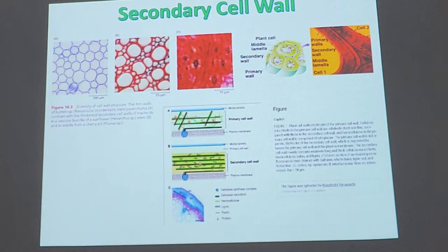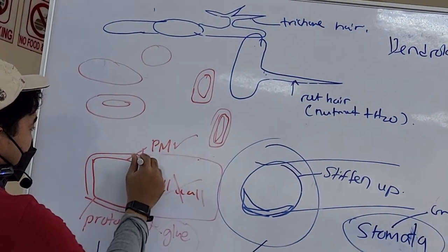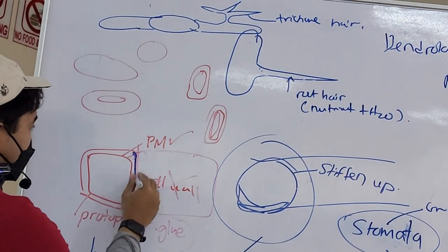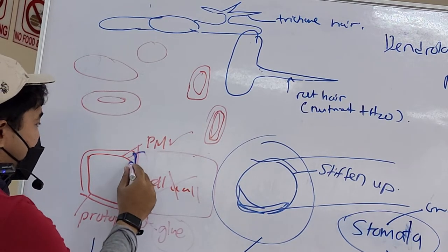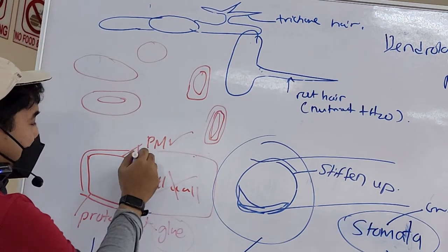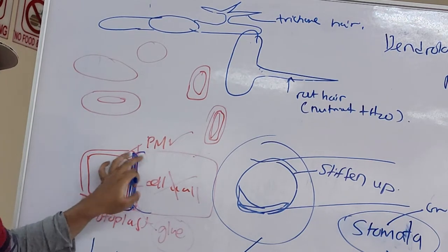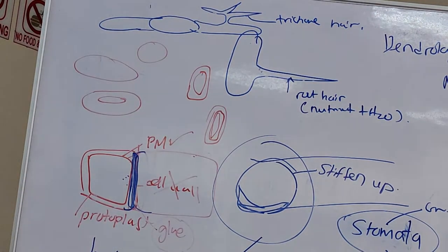Okay, and then the secondary cell wall. So when you have a cell like this, the layer inside here, you already have your cell wall, right? You have your cell wall here. The plasma membrane can actually create another layer, as if you have a double layer in between the two cells. Remember, okay, cell wall doesn't come from thin air. The plasma membrane is the one churning out all the material to make it.